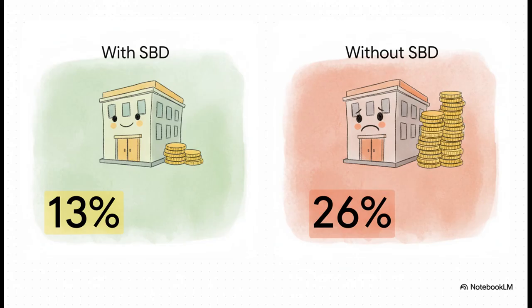Let's use British Columbia for our example. A small Canadian business, a CCPC, that qualifies for the SBD pays around 13% tax on its first $500,000 of income. But if you don't qualify, that rate shoots up to 26%. We're talking about literally paying double the tax. It's a huge, huge difference.